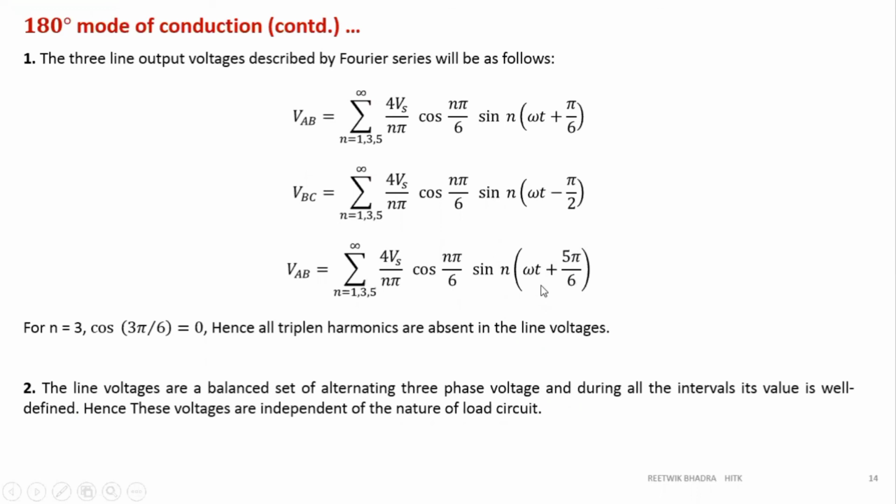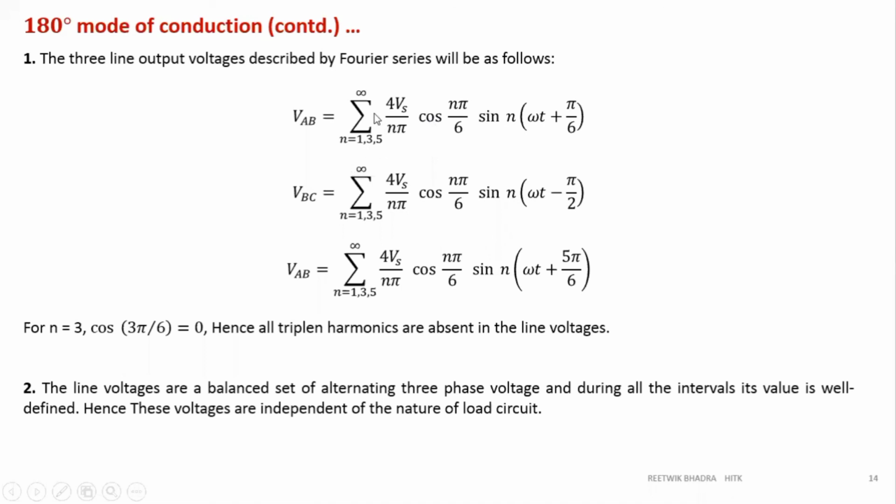All this is done; you could have written this in minus term also. This pi by 6 comes because between any line and phase voltage the gap is 60 degrees, so that's why here comes pi by 6. And n pi by 6 because harmonics are present. It is a square wave symmetry, so all odd harmonics are present.